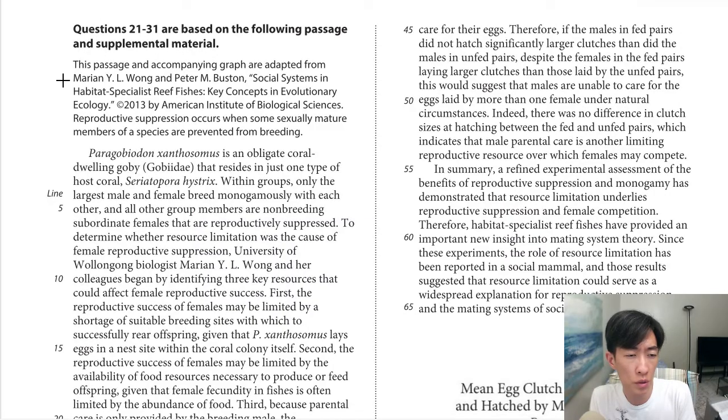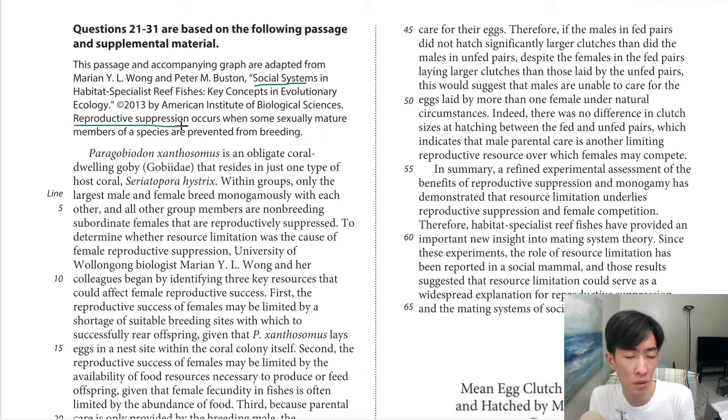Questions 21 to 31, let's read the blurb. It says, the passage and accompanying graph are adapted from Marion Wong and Peter Buston's Social Systems in Habitat Specialist Reef Fishes. Don't really know what that means. Key Concepts in Evolutionary Ecology by the American Institute of Biological Sciences.